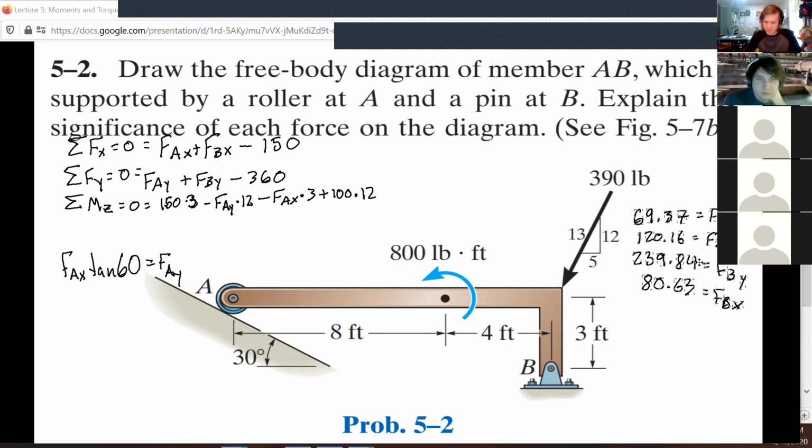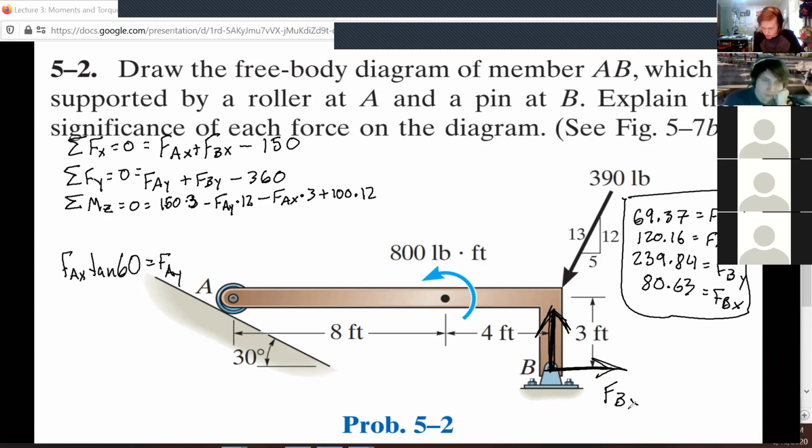Is it janky? Yes, it is. Okay, so now we have all of these, and I did have to erase our free body diagram, but I can redraw it real quick. Basically, we have a force here, we got a force here. That's FB of X, that's FB of Y, this one.